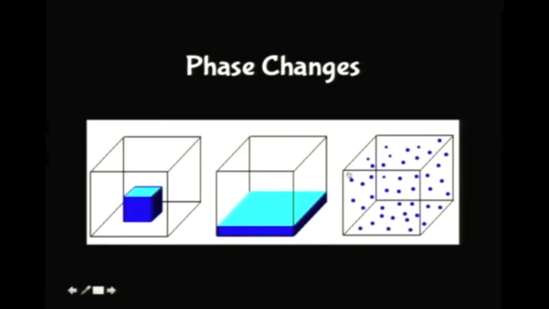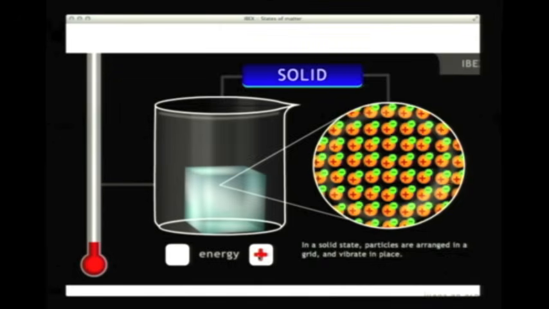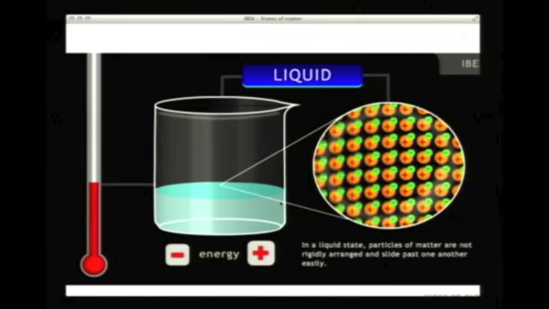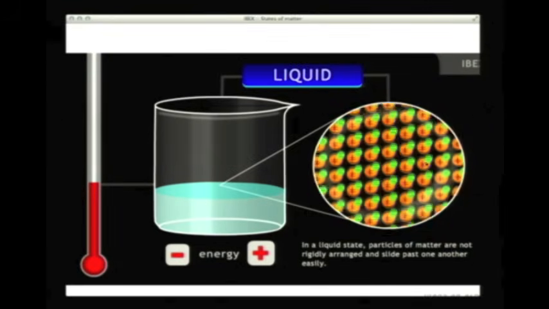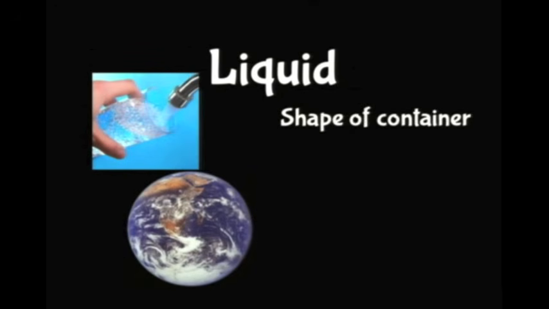When we add energy to a solid, it becomes a liquid, and we call that process melting. And it melts and becomes a liquid. So let's add some energy to our solid. And you can see that when we do that, our temperature increases, our state of matter changes to a liquid, and now our molecules, because they have more energy, are moving around much more freely. Property number one is that they will take the shape of their container. So what does that mean?